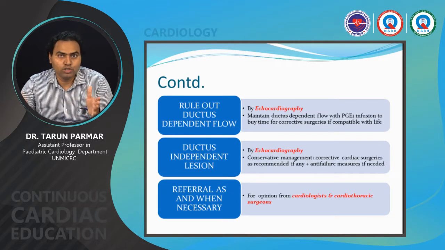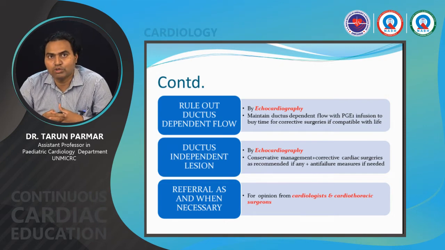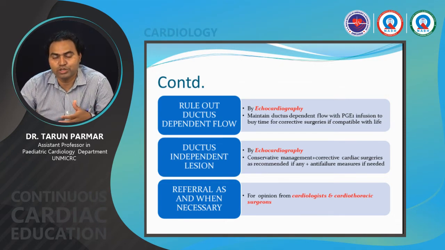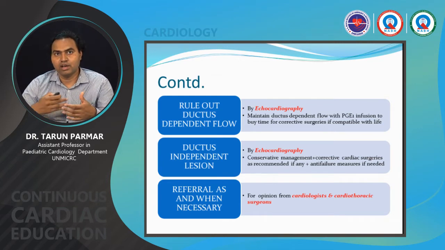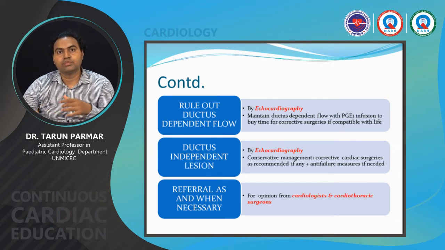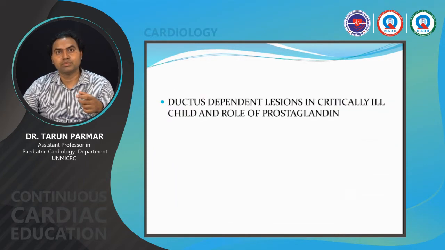So once you do the echocardiography, what do you have to do? You have to rule out ductus dependent flow. So either it is a ductus dependent pulmonary situation or ductus dependent systemic circulation, because in that situation you have to start prostaglandin E1. And once you do all these things and you are sure that this is cyanotic or acyanotic CHD with increased or decreased QP, then you have to refer the patient to a higher center for surgery.